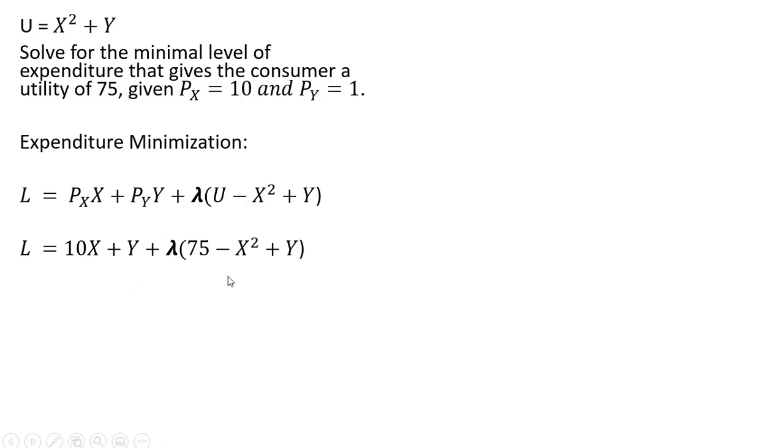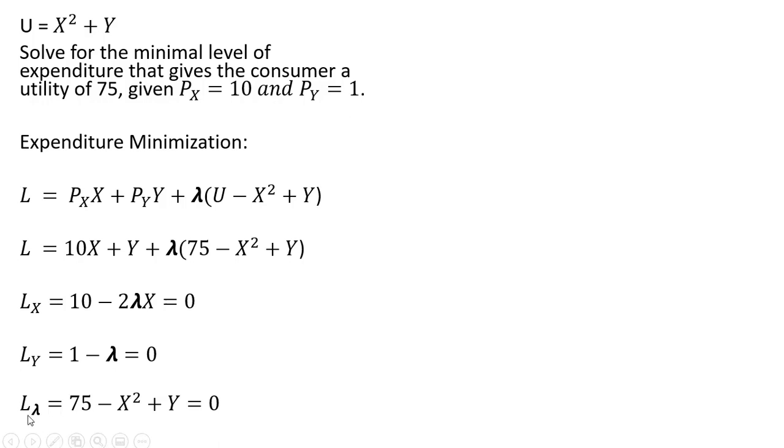Now we're going to take three partial derivatives here. Taking the partial derivative of the Lagrangian with respect to X, we get back this result. Taking the partial derivative of the Lagrangian with respect to Y, we get back just 1 minus lambda. And finally, taking the partial derivative of the Lagrangian with respect to lambda, we get back the constraint.